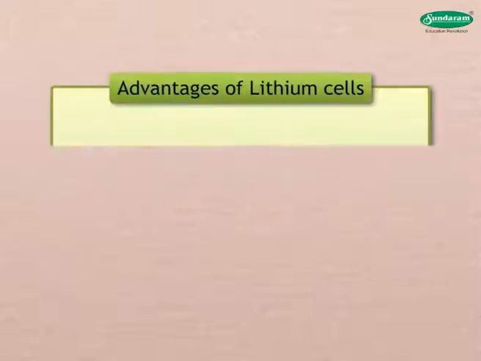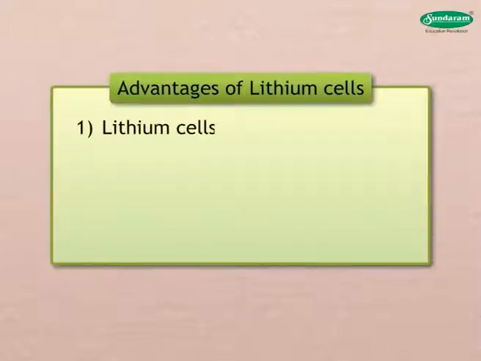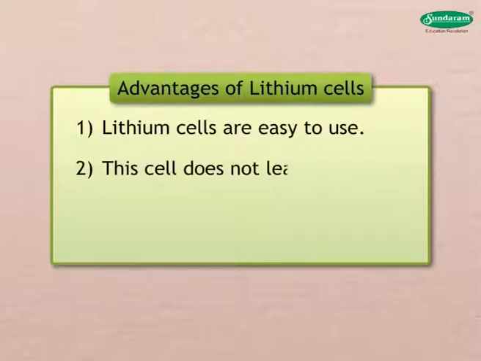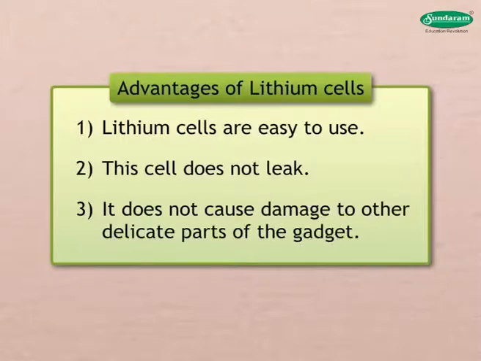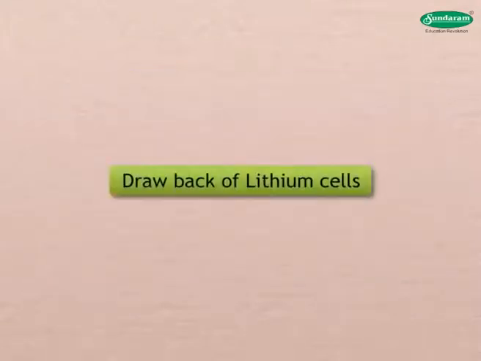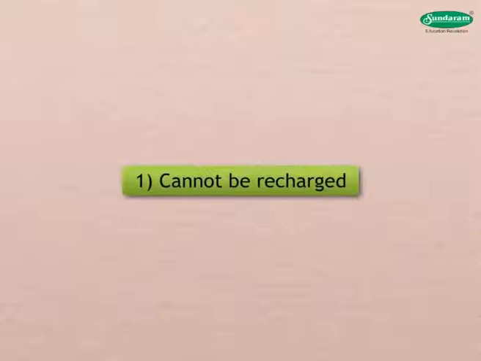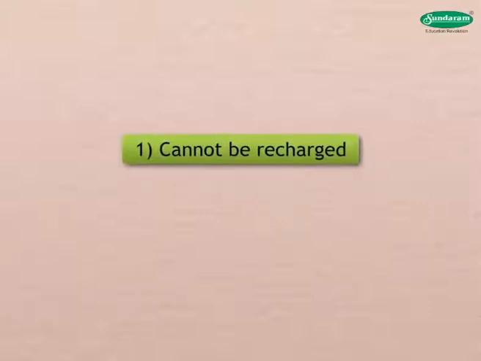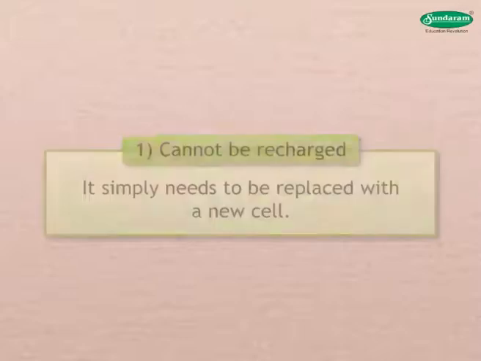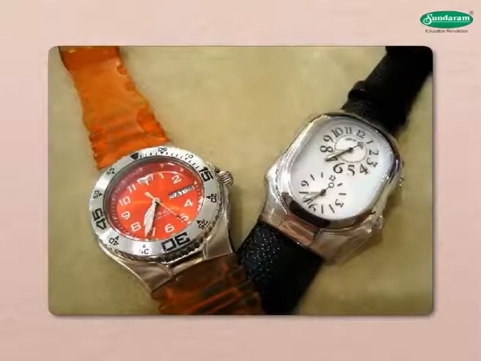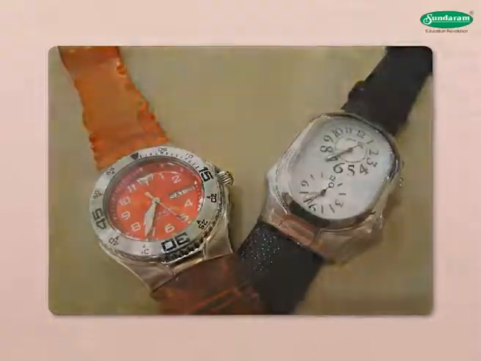Advantages of lithium cells. 1. Lithium cells are easy to use. 2. This cell does not leak. 3. It does not cause damage to other delicate parts of the gadget. Let us see its drawback. 1. The lithium cell cannot be recharged. It simply needs to be replaced with a new cell. Hence, when our watches stop working, we need to replace the cell so that it starts working again.